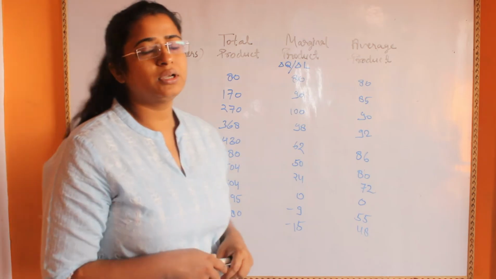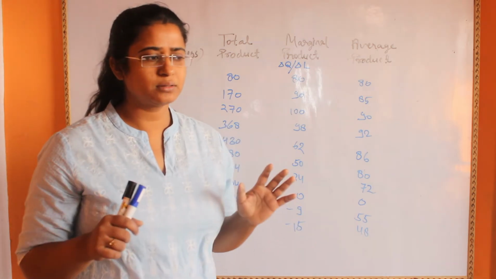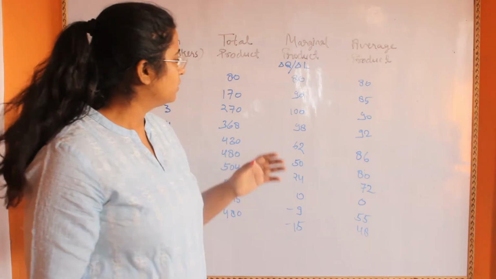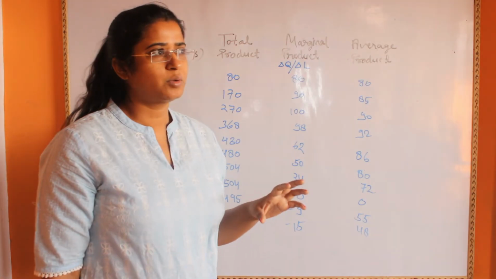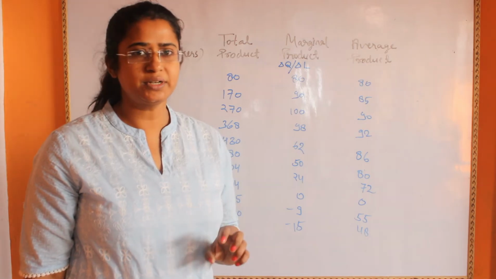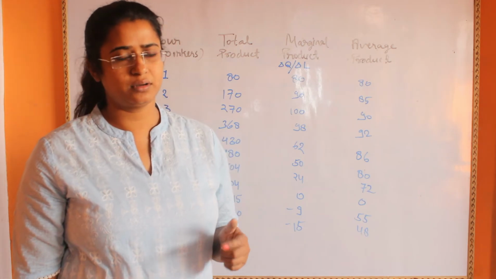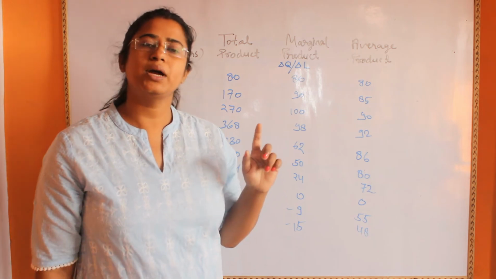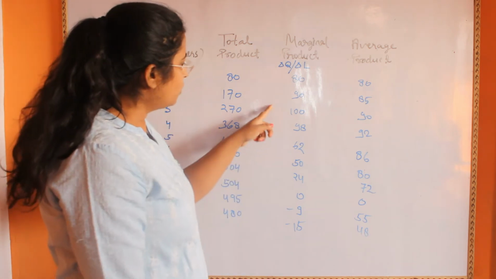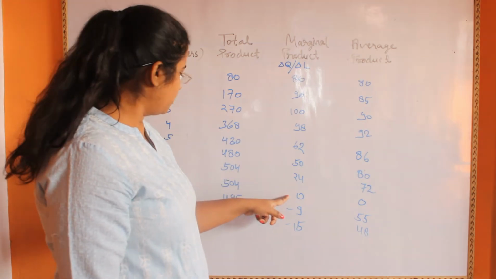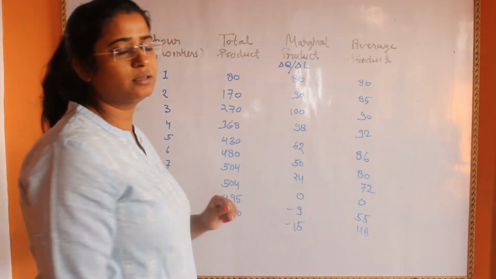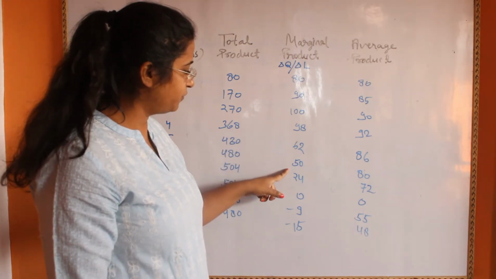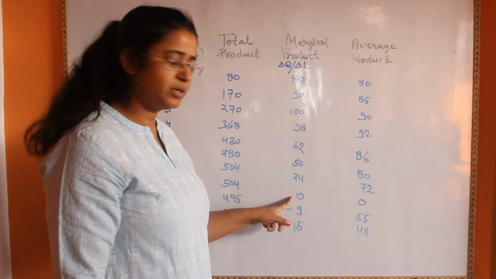This happens because there is a limitation on the size of the firm, and when you put more labor in a limited space, the productivity will decline because there is a limited capacity of any firm. So it declines up to 0 at the 8th unit. It goes 98, 62, 50, 24, and here it becomes 0.